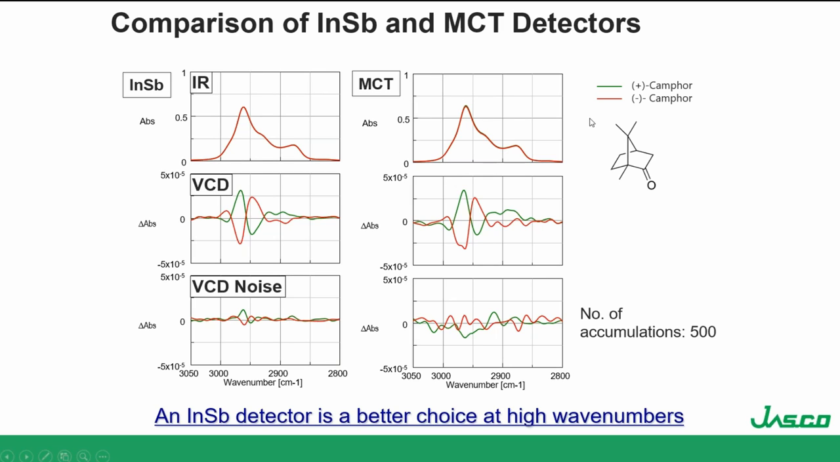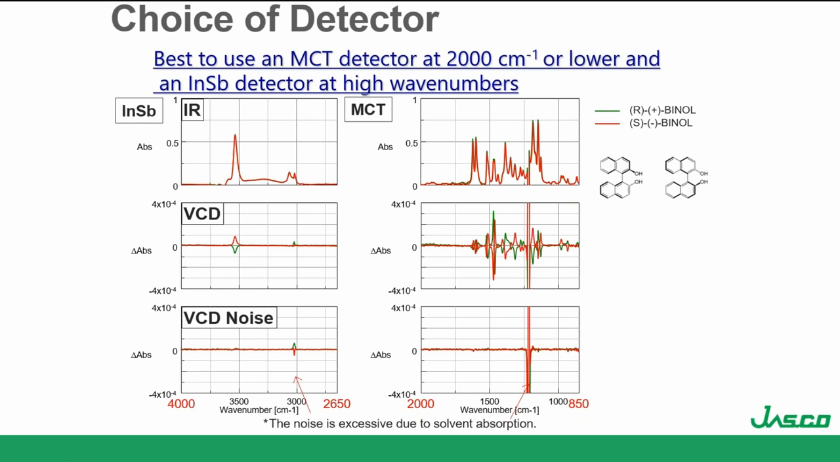In this graph, on top we see the infrared absorbance spectrum, then the VCD spectrum, then the VCD noise. In the InSb detector, we can see that the spectra are very symmetrical, and in the MCT detector measurement, they are not as symmetrical as with the InSb. So the InSb detector is a better choice at high wave numbers. Also, in this example, we can see that in this region with the MCT detector, there is a lot of noise due to the solvent. Because of that, in this case, the InSb detector can represent a better choice.